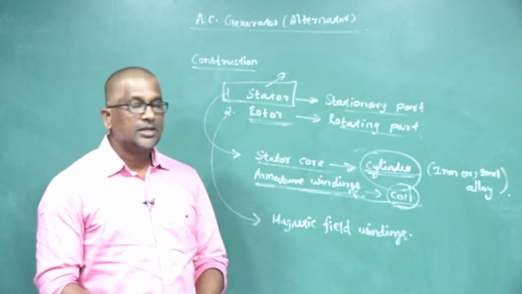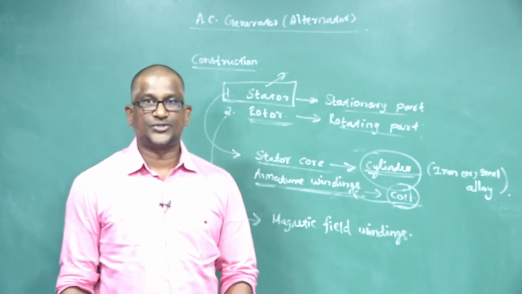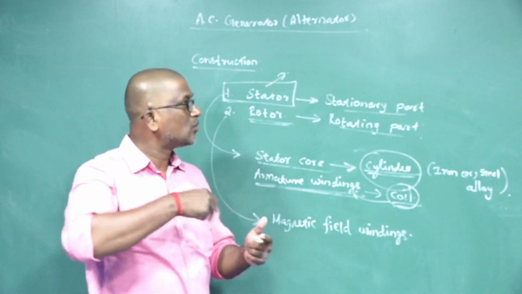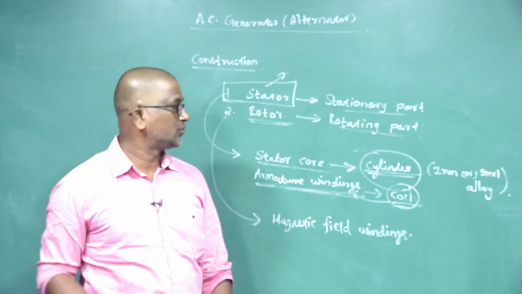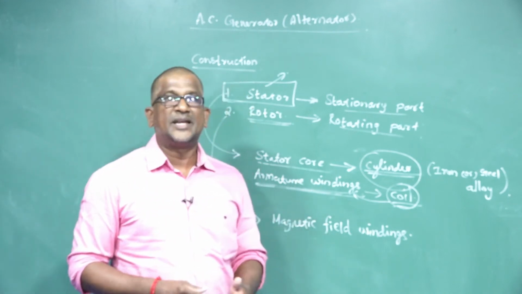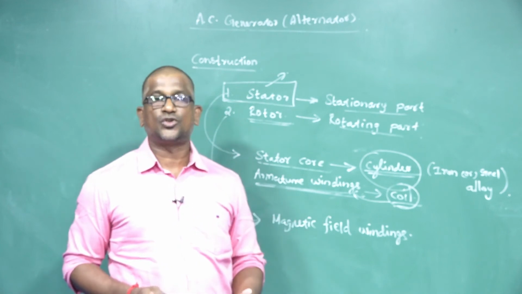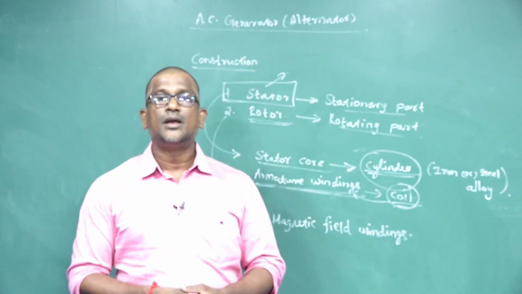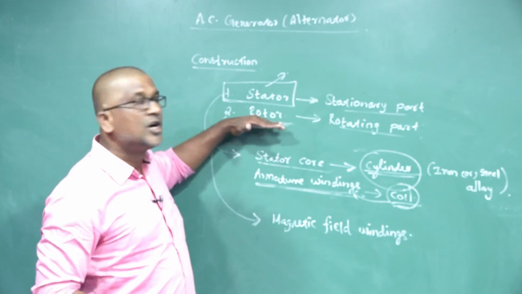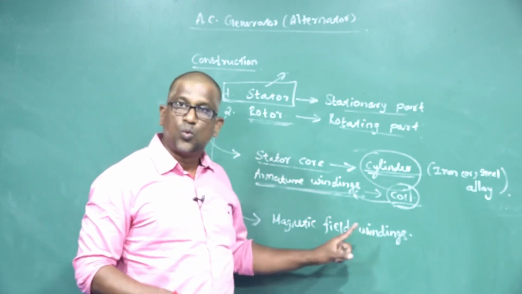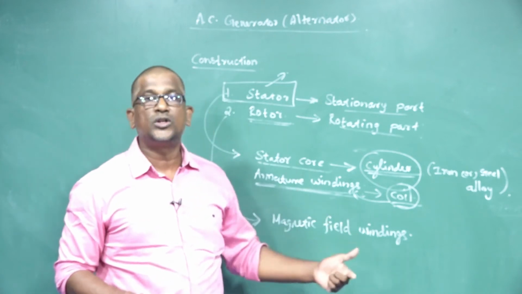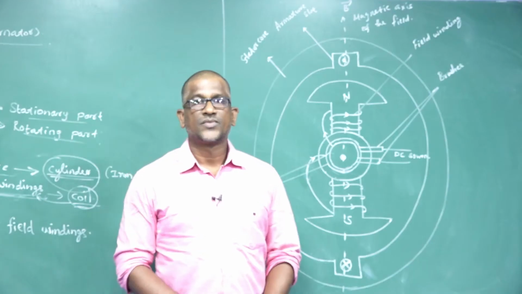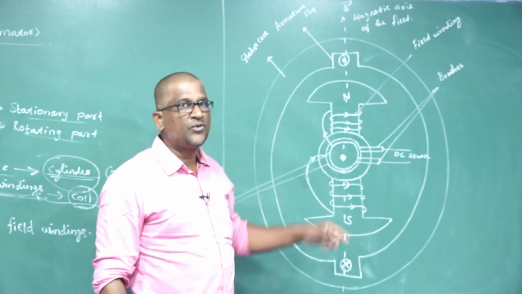In the rotor, there are salient poles on which the magnetic field windings are wound. The salient poles can be magnetized with the help of a DC source. By using a DC source like a battery or an electrical cell, we can magnetize the salient poles present in the rotor. This is a simplified form of a generator.